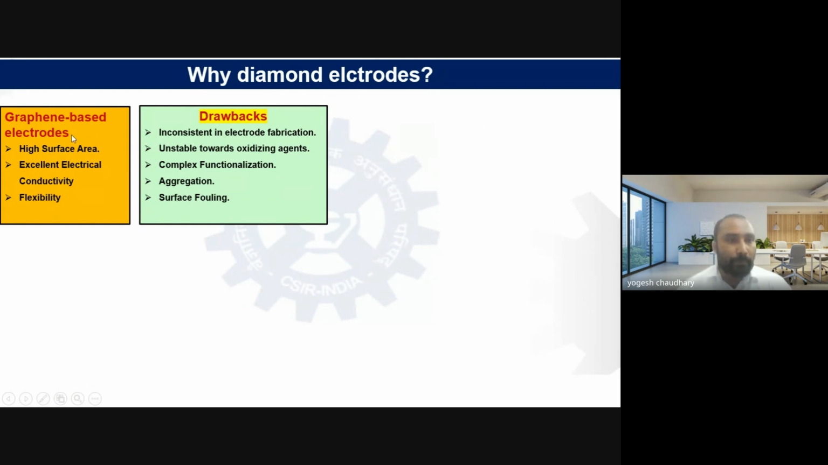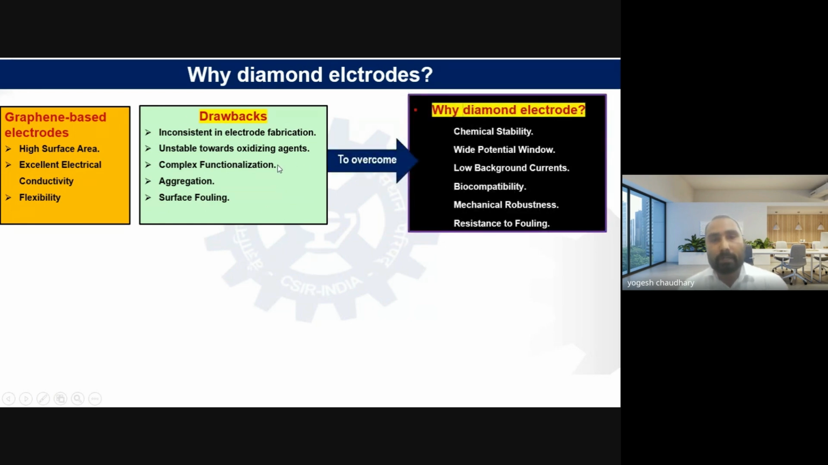Previously, most of the literature shows graphene-based electrodes are efficient, as they have high surface area, electrical conductivity, and flexibility. But graphene electrodes have some prominent drawbacks, like inconsistency in electrode fabrication and unsuitability towards oxidizing agents. Complex functionalization and aggregation are the main problems. Surface fouling is also an issue. So how do we overcome these drawbacks?